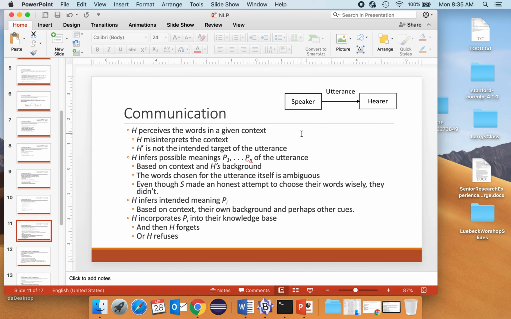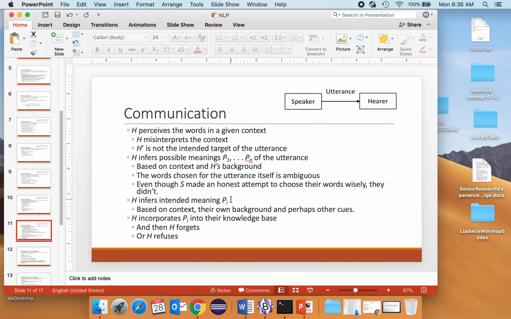Maybe some other hearer H prime overhears this as actually not the intended target of the utterance, so they have to figure that out. H infers possible meanings, right, based on the utterance. So there is a lot of opportunity for ambiguity, right? It depends on the context in which the utterance was made. It depends on the perceived intention of the speaker. It depends on the background of what the hearer knows. Maybe the words, even though they were chosen wisely, turn out to be ambiguous, something that we may not have perceived when we chose the words.